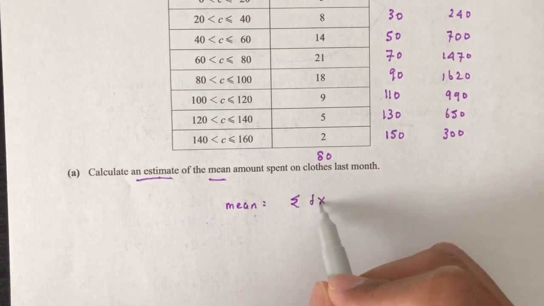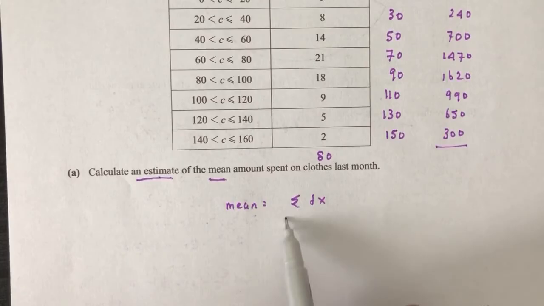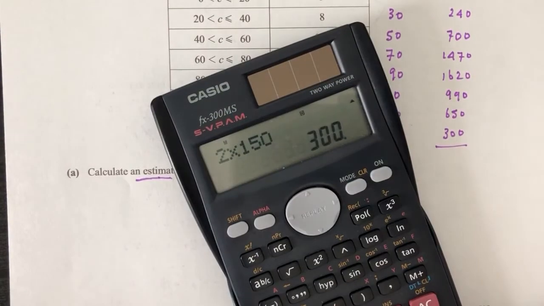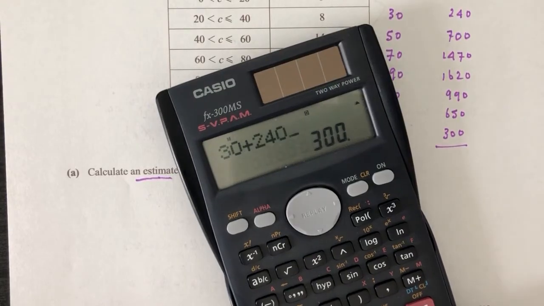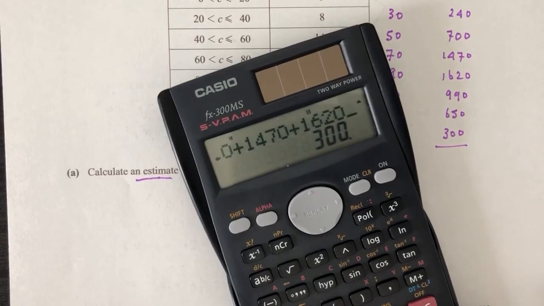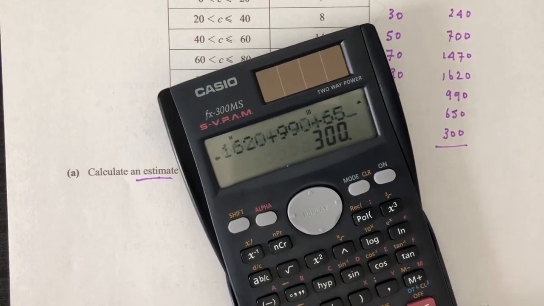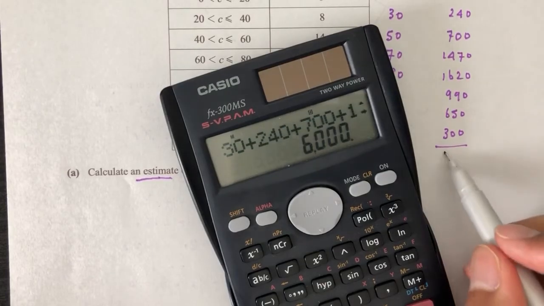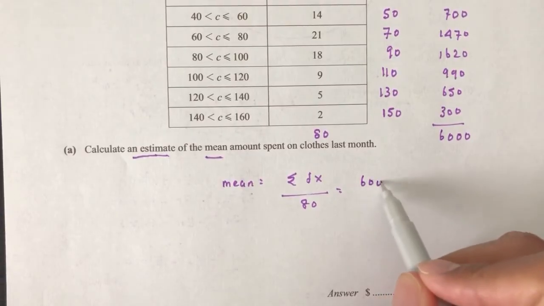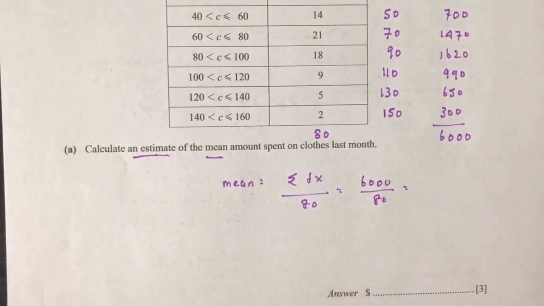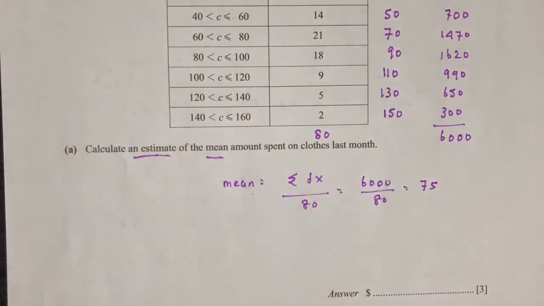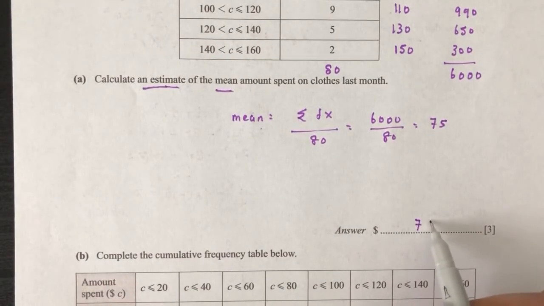So the formula for mean is equal to the sum of fx, that is add everything together, divided by number of people, which is 80. So fx, that will be 30 plus 240 plus 700, 1470, 1620, 990, 650, and 300. That will be 6,000 for the sum of fx. So 6,000 divided by 80 for the mean. That will be 75. So your value for part A will be 75.